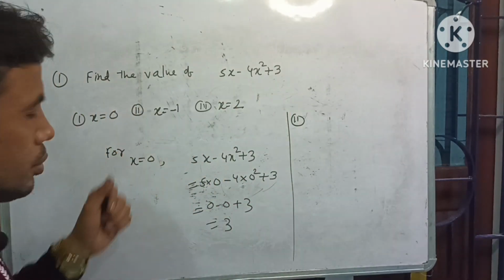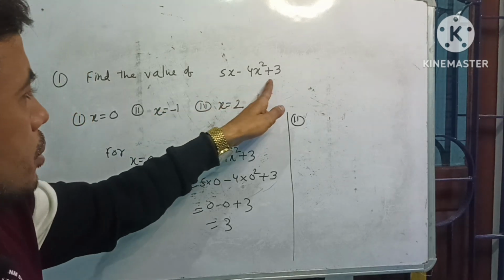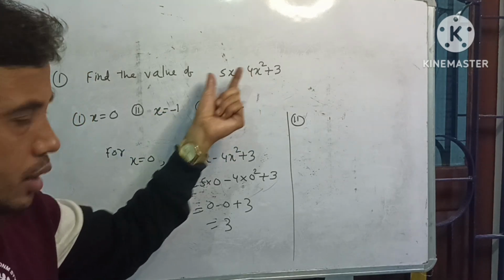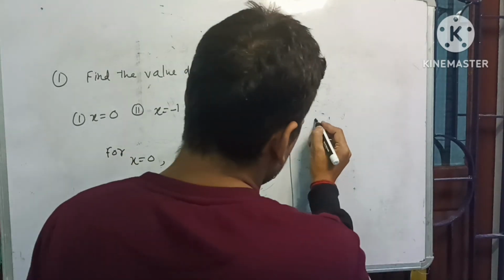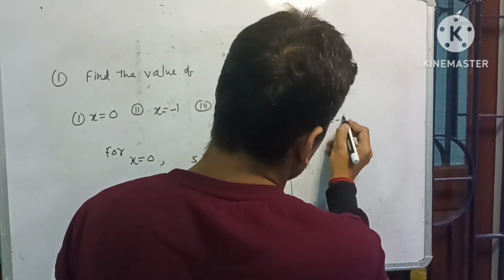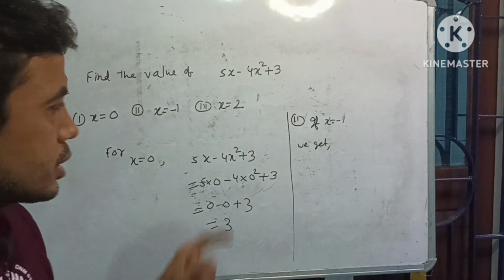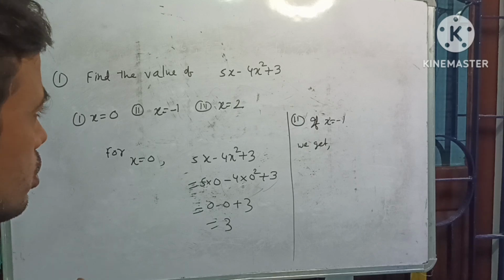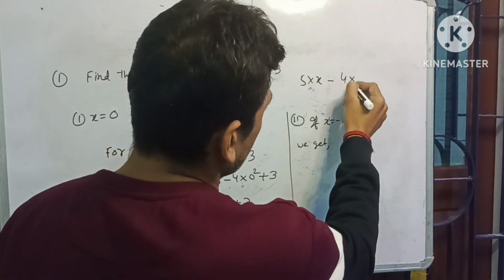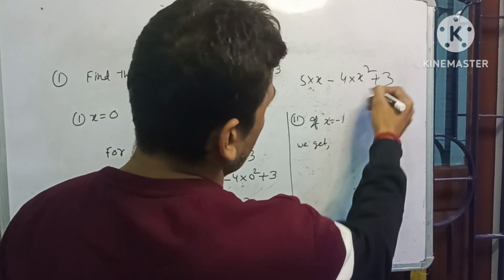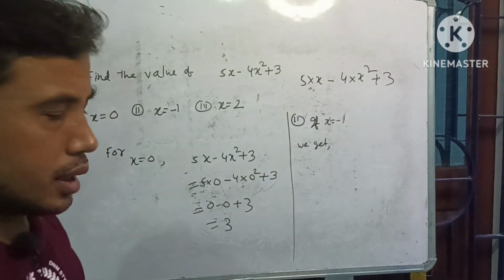Now in example 2, see here what is given. We have to find the value of this polynomial with respect to x equal to minus 1. See, if x is equal to minus 1, we have to replace x by minus 1. You know, 5x means 5 into x, minus 4x square means 4 into x square, plus 3. So now we replace x by minus 1.